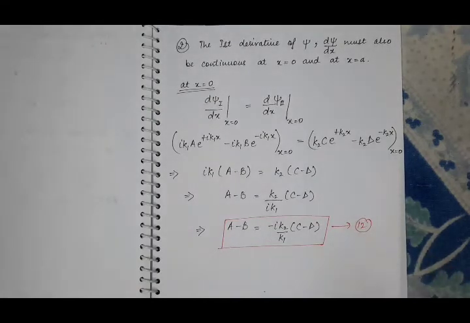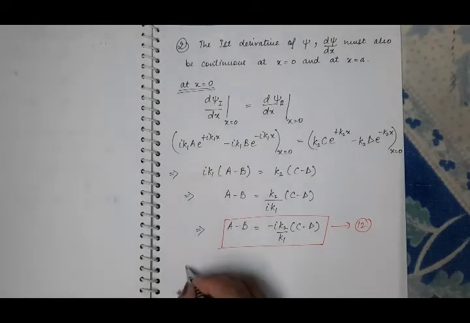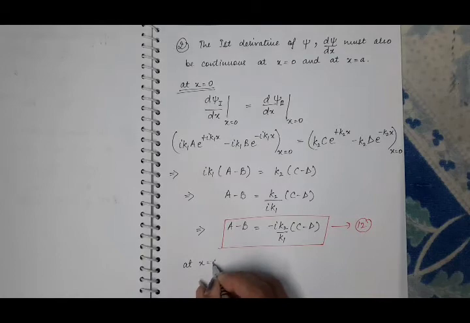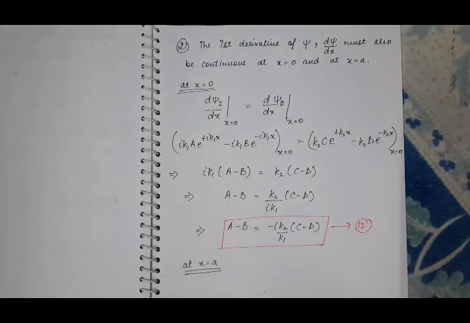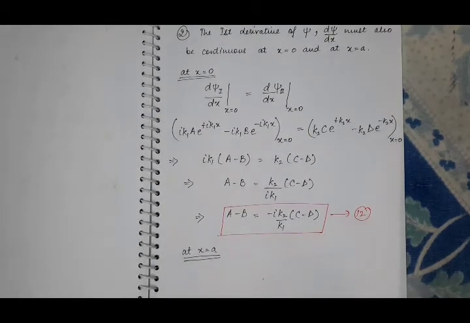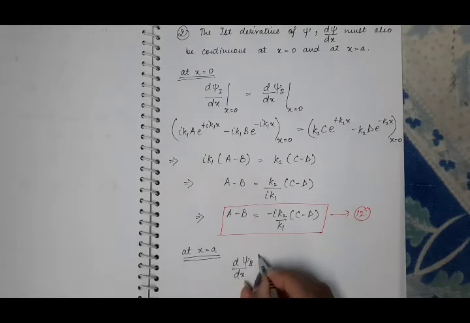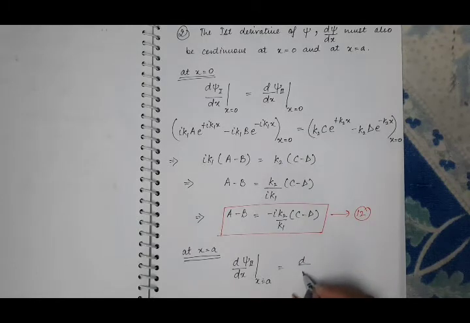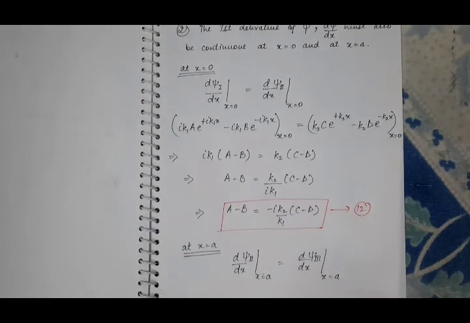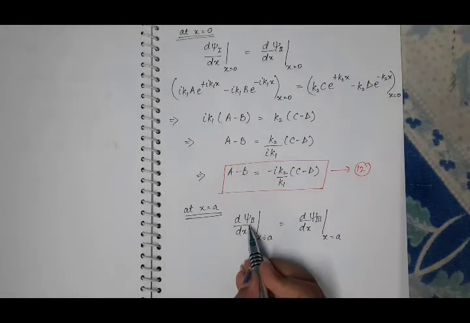And one more boundary condition will be there at x is equal to a, because there is one more boundary, that is at x is equal to a. At x is equal to a, the two regions meet, region 2 and region 3. So the derivative of the wave function in region 2, d psi 2 by dx at x is equal to a, will be equal to the derivative of the wave function in region 3 at x is equal to a. Now what is the derivative of this psi 2?